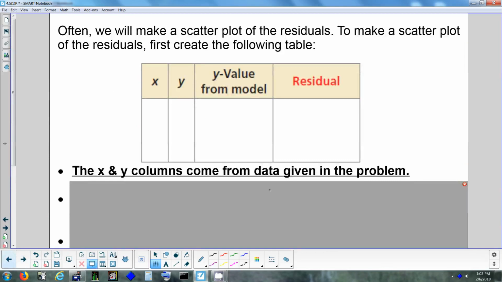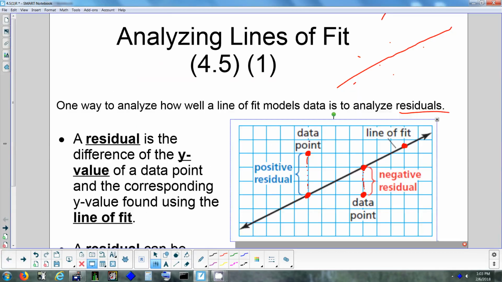Okay. Next column you have to fill in is the Y value from the model. What does that mean? You're going to look at your line. You're going to find the point on the line. That's the number you need to write down. It's either directly below your data point or directly above it. One or the other.